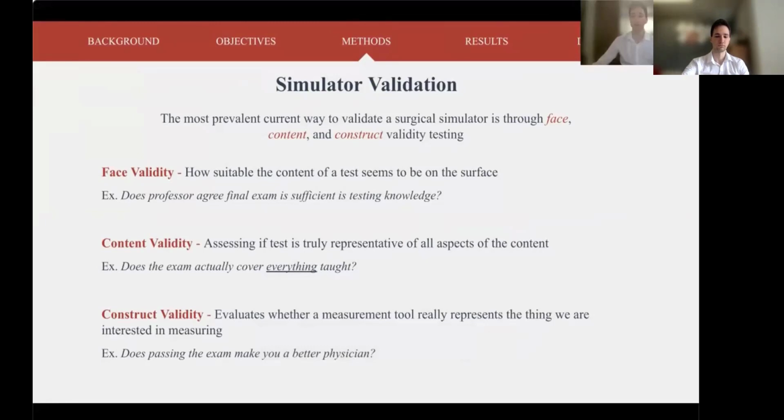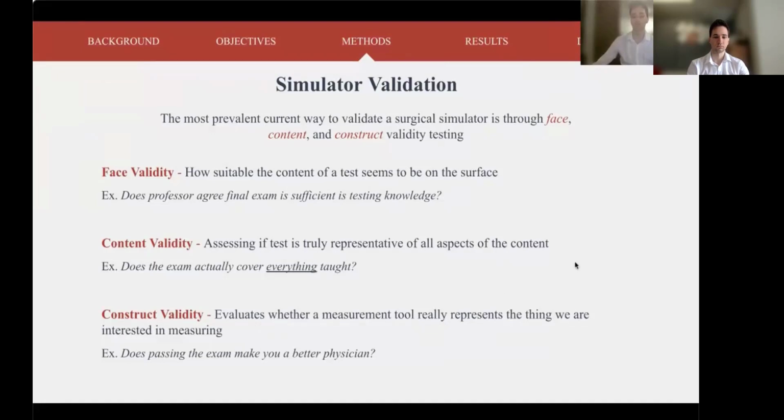A basic example I've come up with to help everyone understand this a little bit better: for face validity, you're looking at, does the professor agree that a final exam is sufficient at testing knowledge? If an expert agrees on it, then on the face, it looks good. Now for content validity, does the exam actually cover everything taught? So you're looking at the content of the test and whether it's actually accurate in testing what we're trying to test. And for construct validity, does passing the exam make you a better physician? So this is a more overarching look at validity and seeing if the measurement tool really represents what we're interested in measuring.